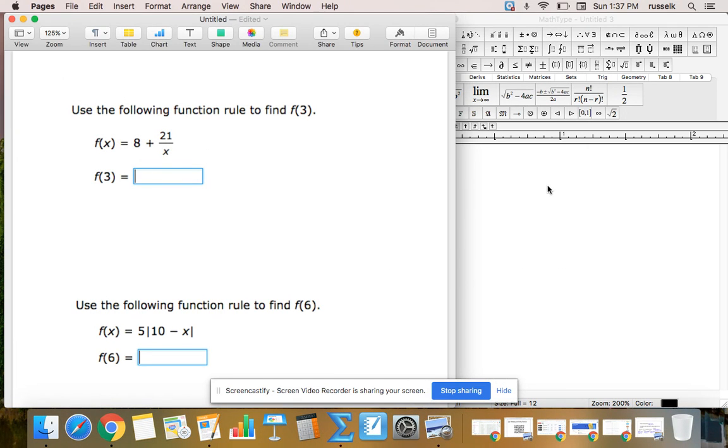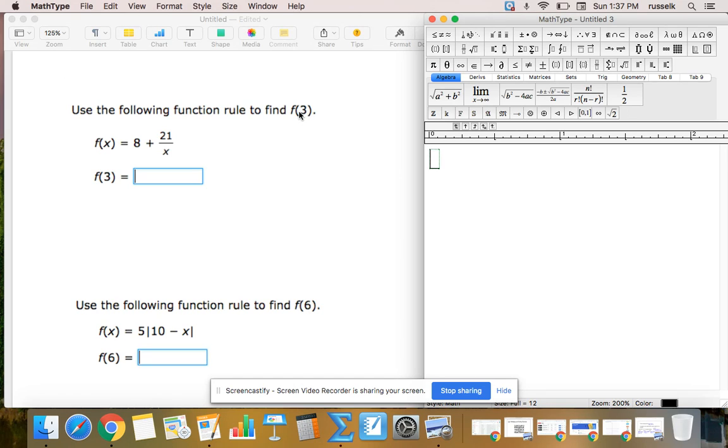So for a few examples, in this first one, they're asking us to take x out, put in 3, and then solve. Make sure you follow order of operations and all of your regular math rules. So in this case, for f of 3, we would take out x and put in 3. From there, it's just simplifying. We don't really worry about the f of 3. We just leave that in the problem. That told me that I plugged in 3. And in this case, I would take 21 divided by 3 to get 7. F of 3 would be 15.